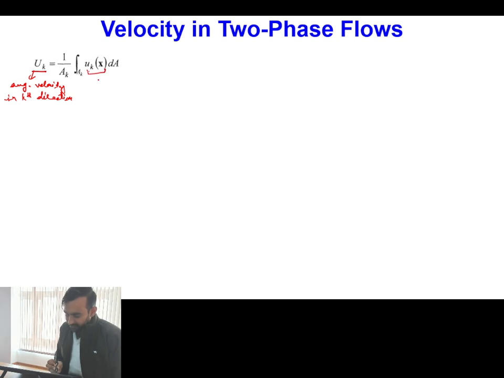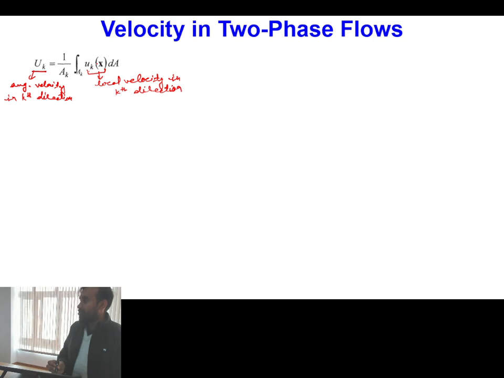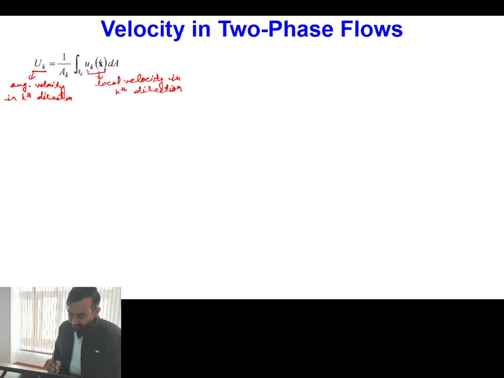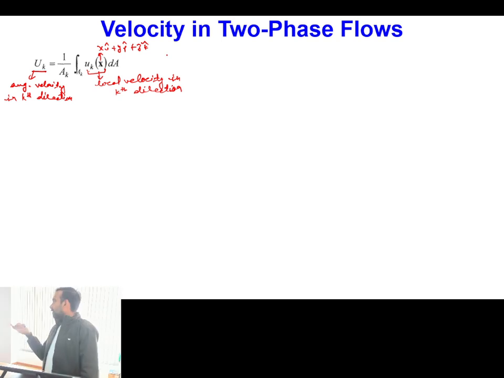What is u_k(x)? Local velocity in the kth direction. And why local velocity? Because you can see with this u_k, we are using one argument x. What does this argument x represent? It represents the position vector x i cap plus y j cap plus z k cap. Okay, so it means we are pointing to a particular position.